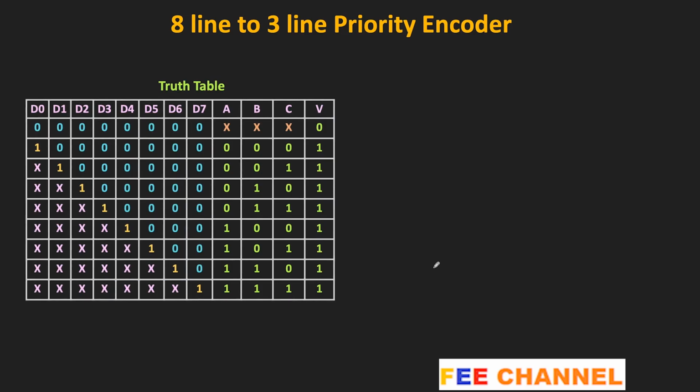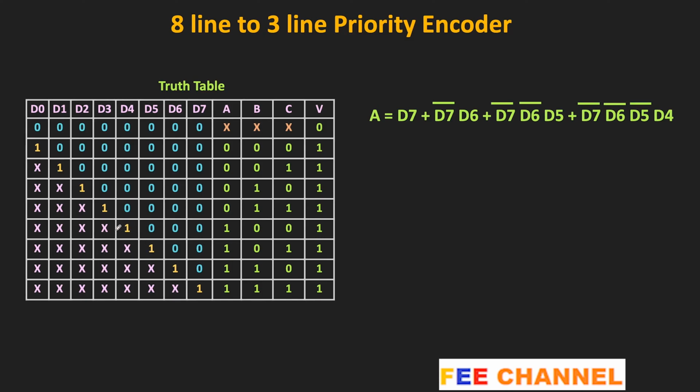Alright, so this output A is high for 4 different input combinations. That is when D7 is high, or when D7 is 0 and D6 is high, or when D6 and D7 both are 0 and D5 is high, or when D5, D6 and D7 are low and D4 is high. So this is the logical expression of this output A.